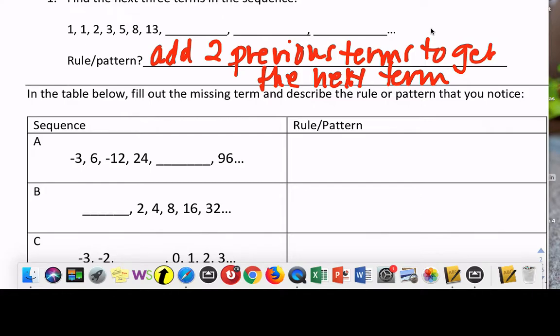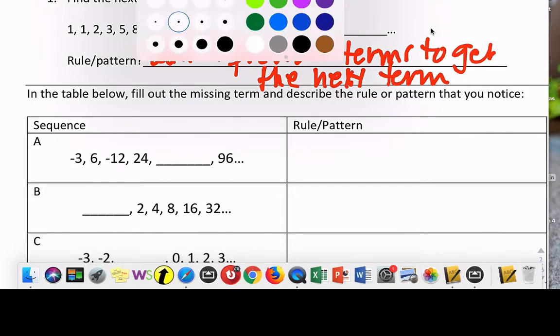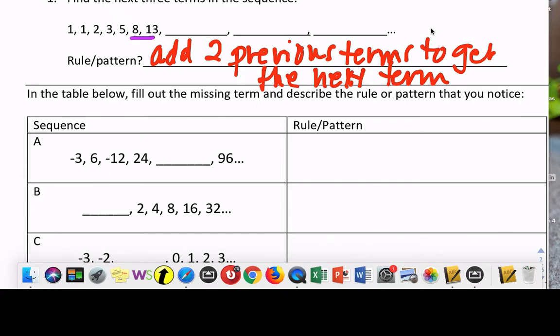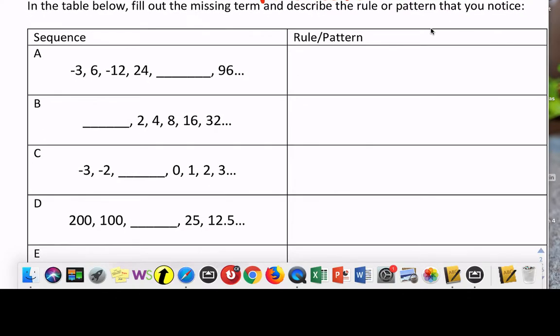So for example, we have 8 plus 13. If we add 8 plus 13 to get the next term, we get 21. Then we can add 21 plus 13, and when we do that, we get 34. And if we add 21 plus 34, we get 55, and so on. This sequence has a famous name. It's called the Fibonacci sequence, and we'll be taking a look at this a little bit later on in the unit.